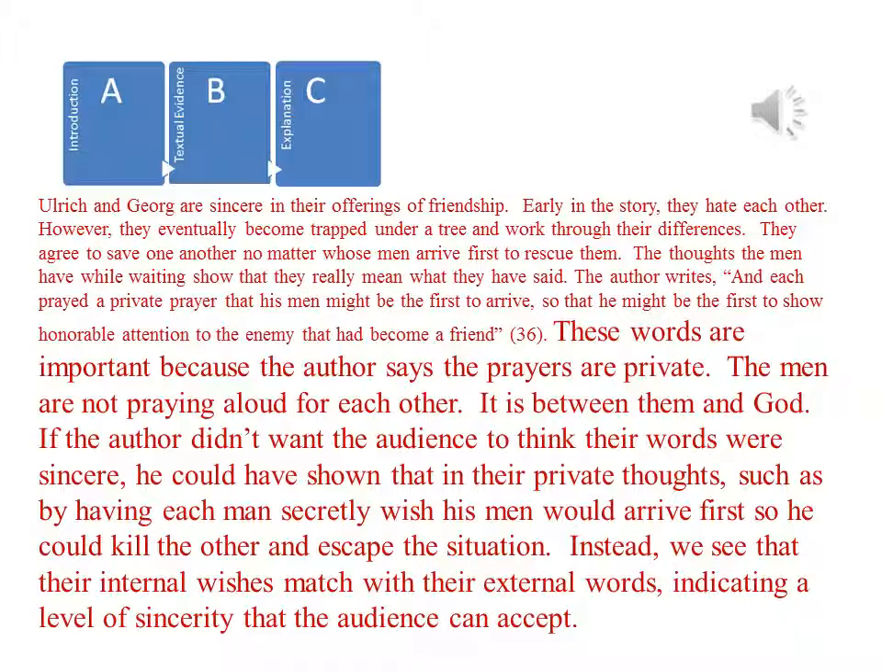Now that I've thought through those ideas, I can write them out in a logical way that brings the A, B, and C all together. Here I've done that. For part C I wrote, "These words are important because the author says the prayers are private. The men are not praying aloud for each other. It is between them and God. If the author didn't want the audience to think their words were sincere, he could have shown that in their private thoughts, such as by having each man secretly wish his men would arrive first so he could kill the other and escape the situation. Instead, we see that their internal wishes match with their external words, indicating a level of sincerity that the audience can accept."